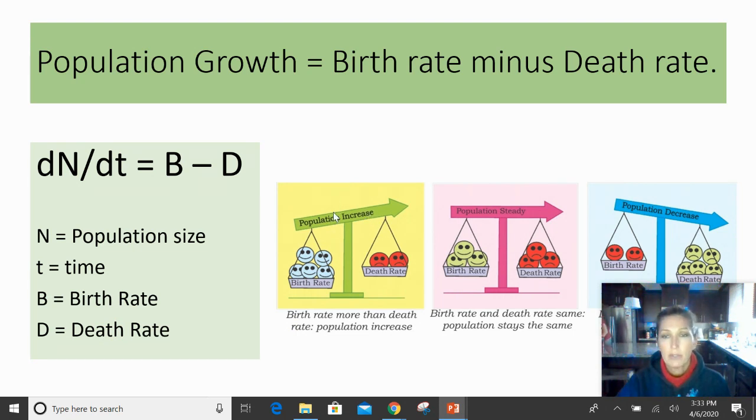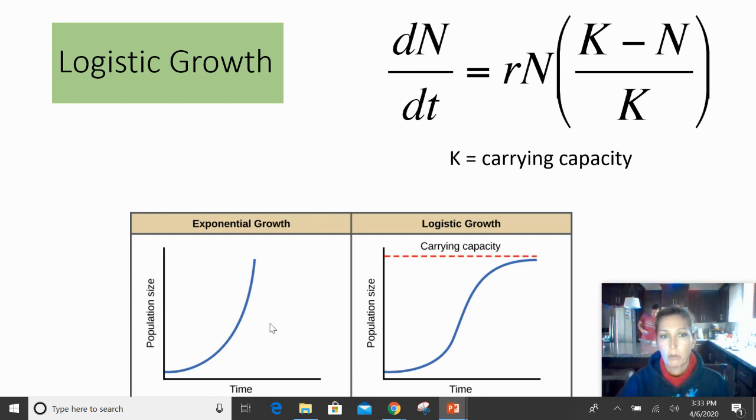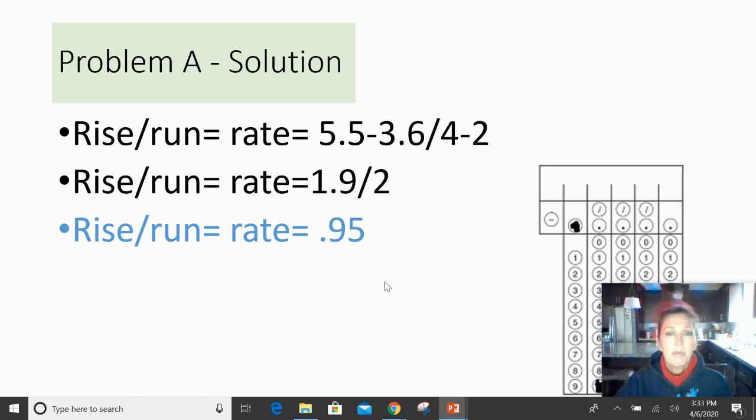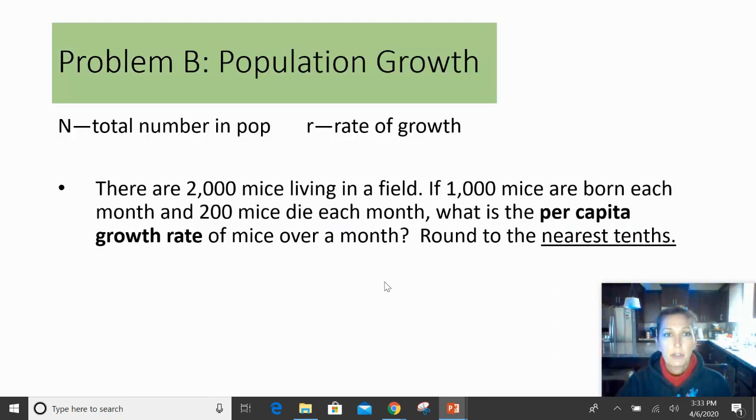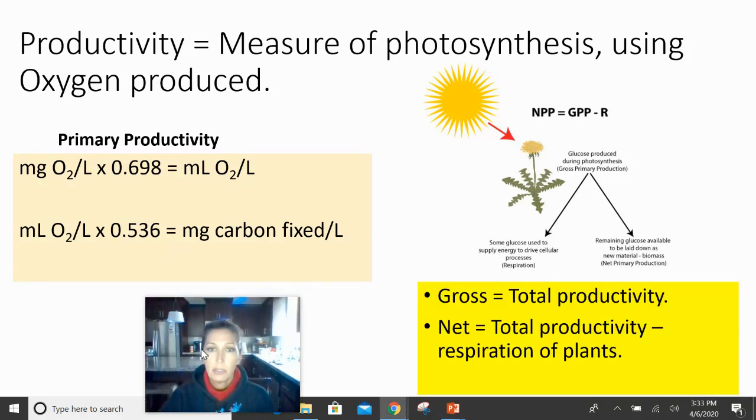Population growth, you guys are going to have to do a sample problem. Population growth is birth rate minus death rate, so that's all very logical. And recognize exponential growth. You do have an equation for exponential growth, but you should be recognizing an exponential growth curve versus a logistic growth curve. That's where I had you draw this J-shaped curve versus this S, and recognize that carrying capacity. So there's a rate problem for you. Make sure you do that. There's a population growth problem for you to do.